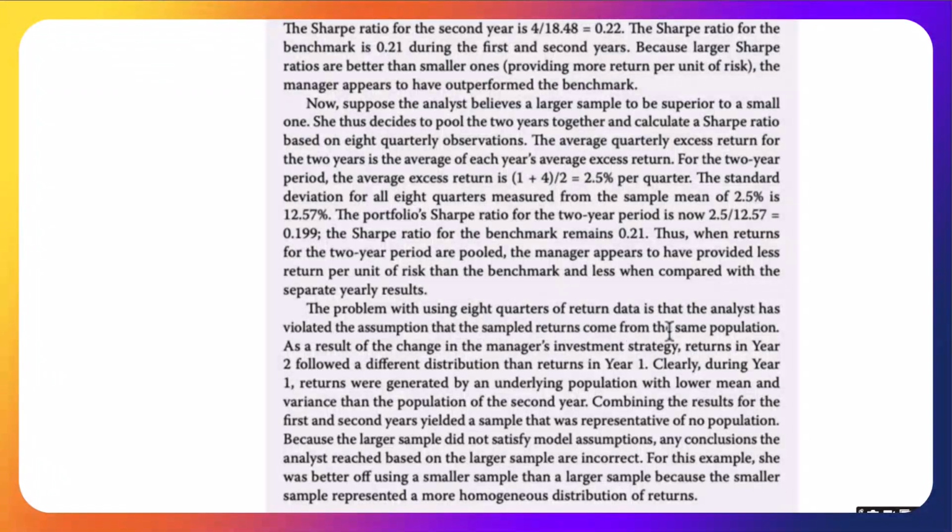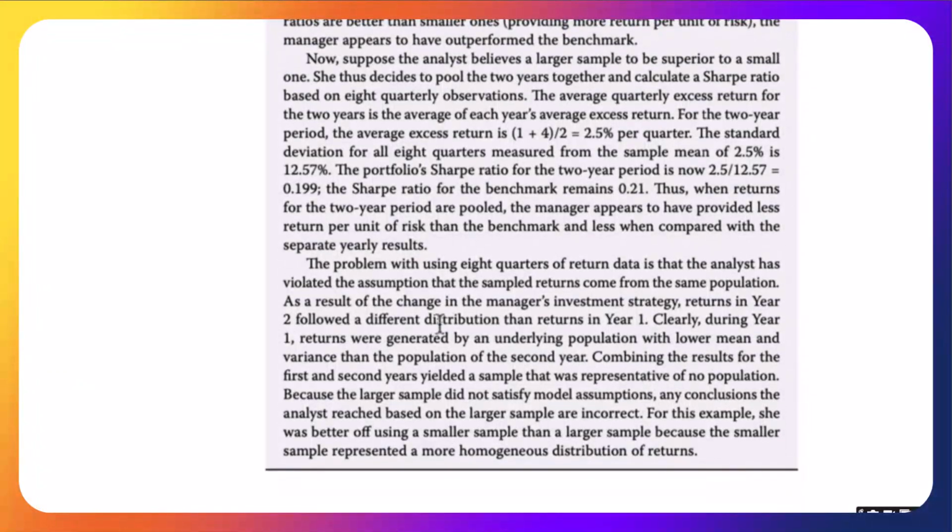the sampled returns come from the same population. As a result of the change in the manager's investment strategy, returns in year 2 followed a different distribution than returns in year 1. Clearly, during year 1, returns were generated by an underlying population with lower mean and variance than the population of the second year. Combining the results for the first and second year yielded a sample that was representative of no population. Because the larger sample did not satisfy model assumptions, any conclusion the analyst reached based on the larger samples are incorrect. I don't think we have to keep reading here.